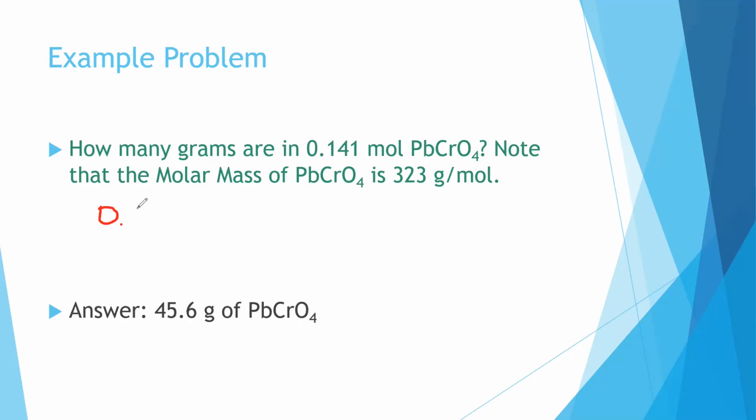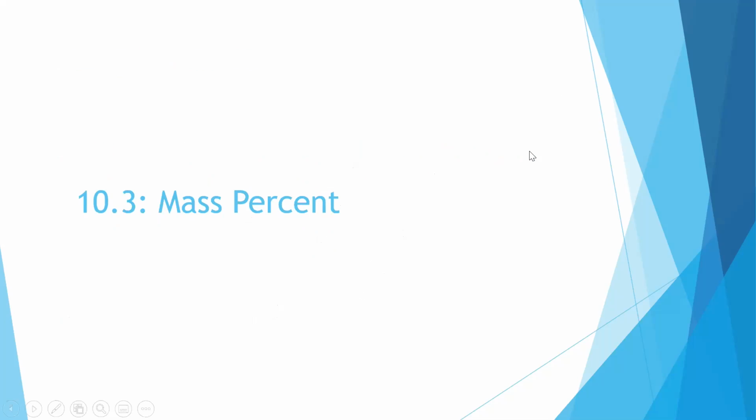You start off with what we have, 0.141 mole. And then our special conversion factor is the molar mass, which we multiply by 323 grams per mole. If we started off with grams, we'd have to flip the factor, but we're doing it this way so we can cancel out the moles. And then we get this answer down here, 45.6 grams of lead chromate. So I hope this makes sense. This concludes our mole to gram calculation and gram to mole calculation.